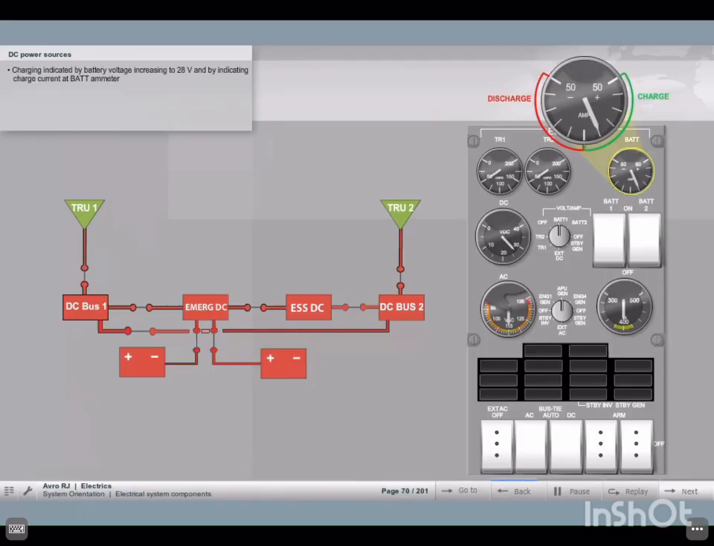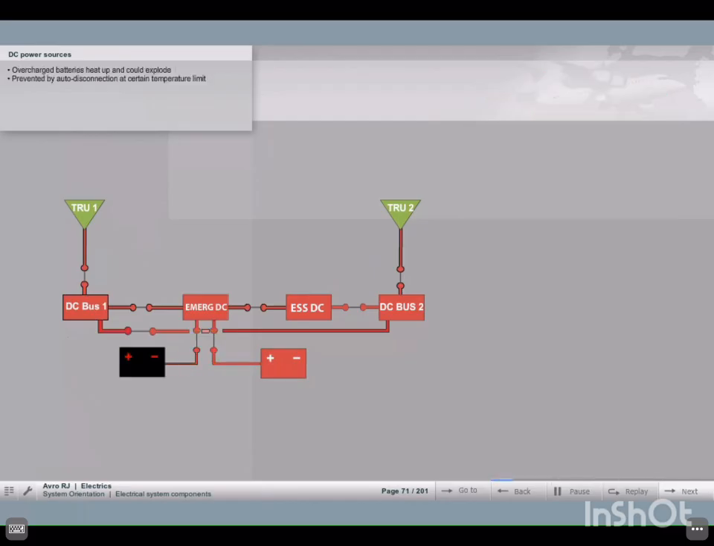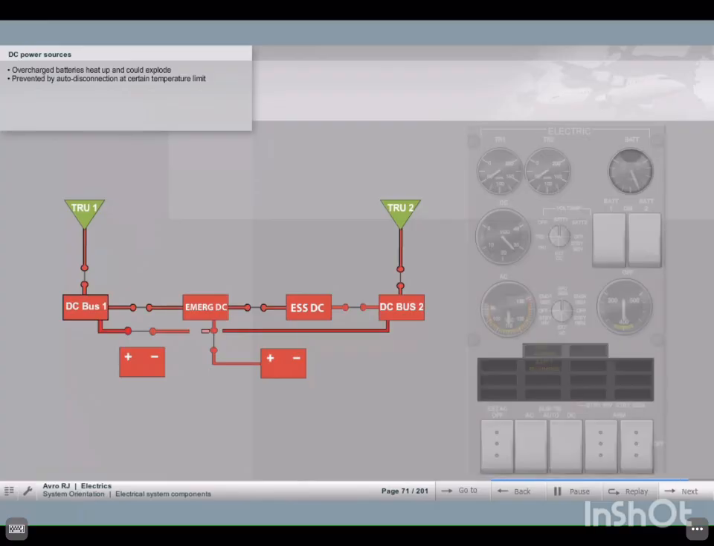Charging is indicated by the battery voltage going up to 28 volts and the amp meter indicating a charge current. If the batteries are overcharged, they heat up and could explode. This is prevented by an automatic disconnection of the respective battery at a certain temperature limit.